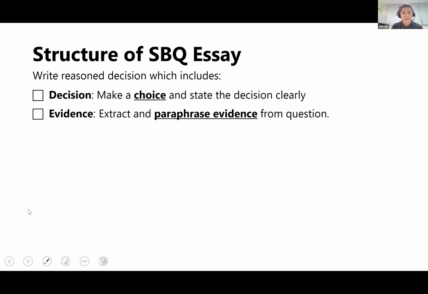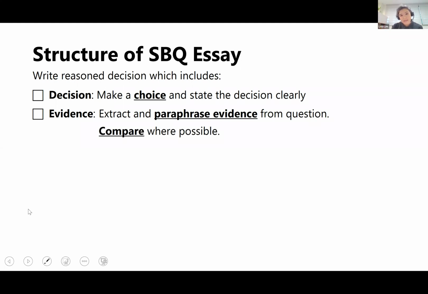Now, paraphrase means you don't just copy directly from the question into your answer paper. I always tell my students, the examiner is not going to give you marks for copying. If you wanted beautiful copied answers, we would just go and photocopy the question. So you need to paraphrase the evidence a little bit. Later, we will see an example.